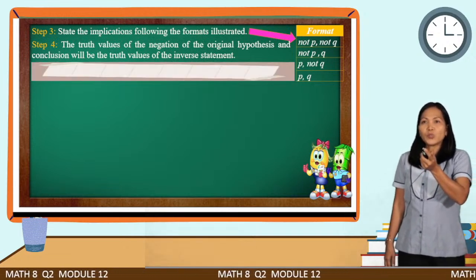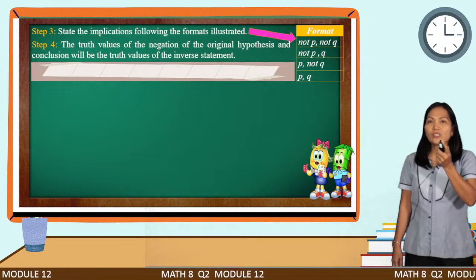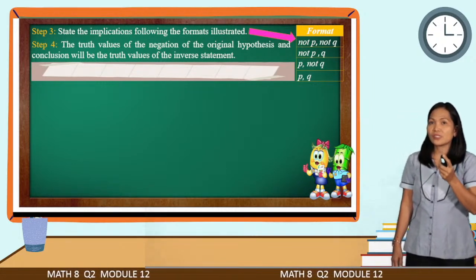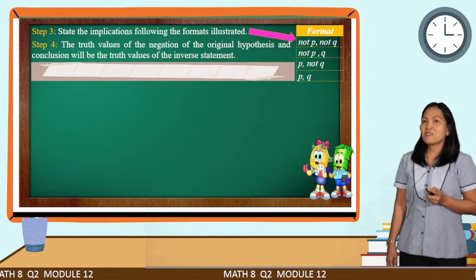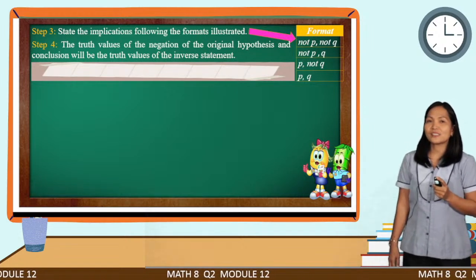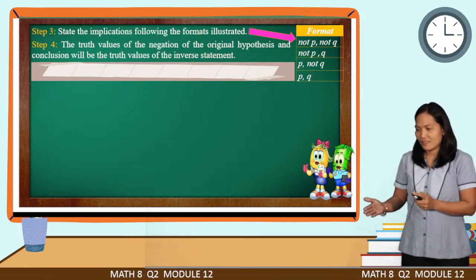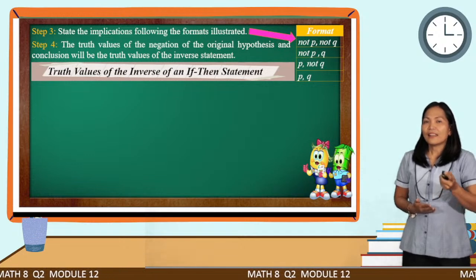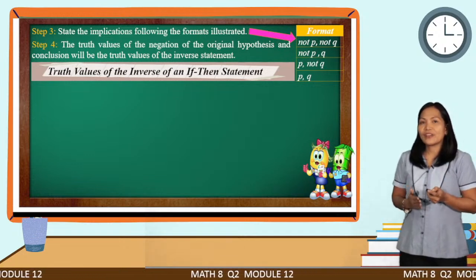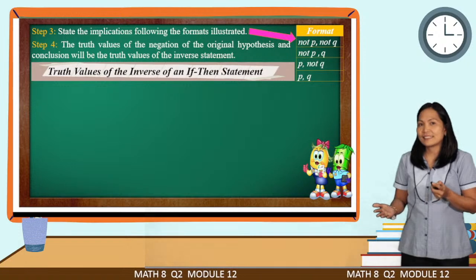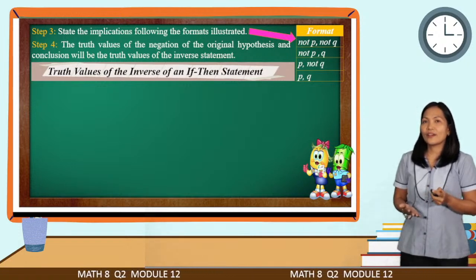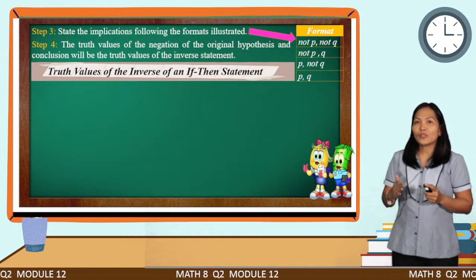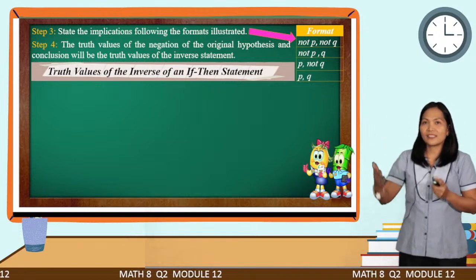The truth values of the negation of the original hypothesis and conclusion will be the truth values of the inverse statement, because an inverse statement is just the opposite. So the truth table for this is very easy to identify. Just negate the truth table of the if-then statement.